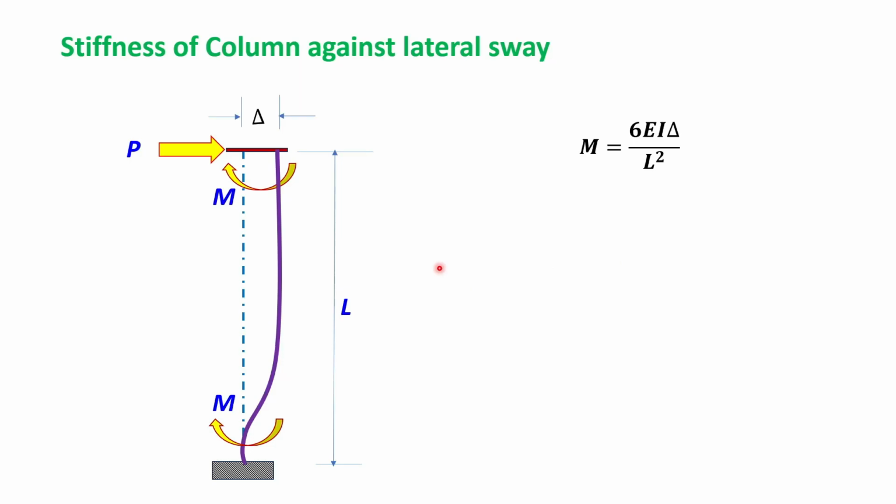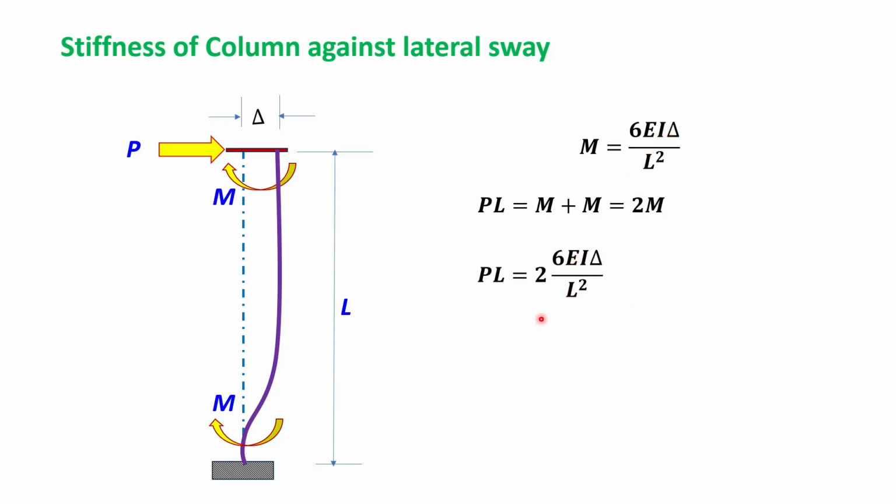Now what we do, we take moment of all the forces in this system about the base, about this point. So one force is P and its lever arm is L, another force is M, another force is M at the bottom. So the equation becomes PL equal to M plus M, or equal to twice M. Now in this differential displacement analogous to the beam element, the moment M is equal to 6EI delta by L square, as we have seen in the previous slide. So we can write PL equal to 2 into 6EI delta by L square.